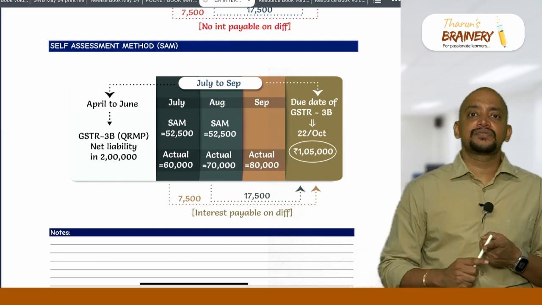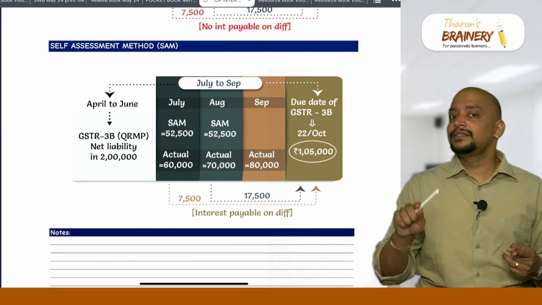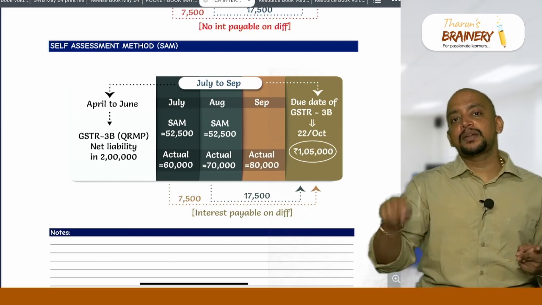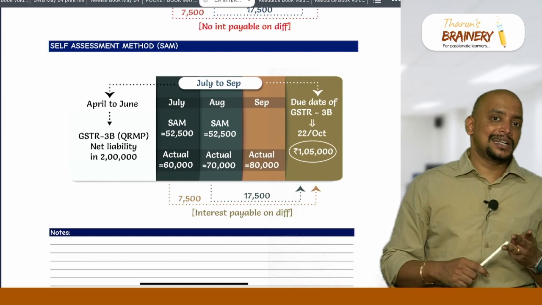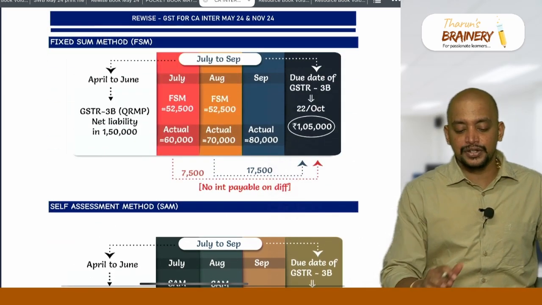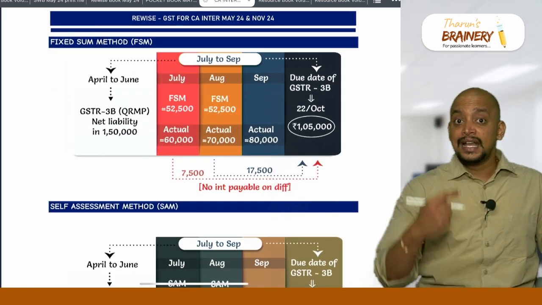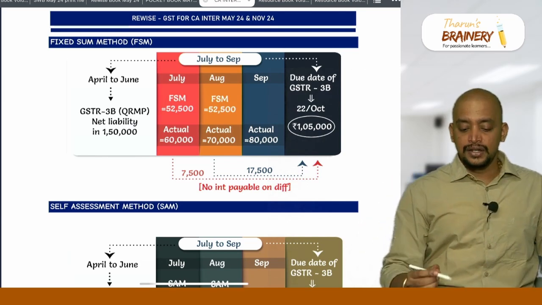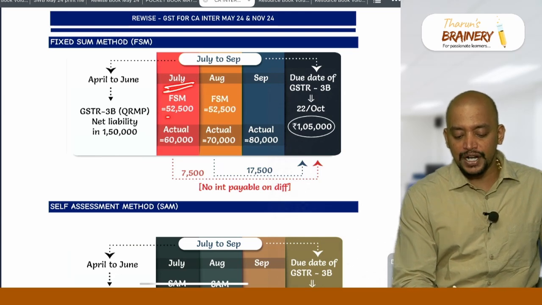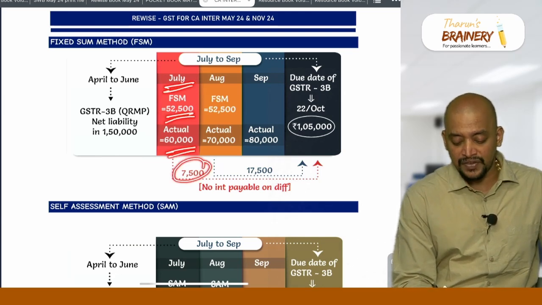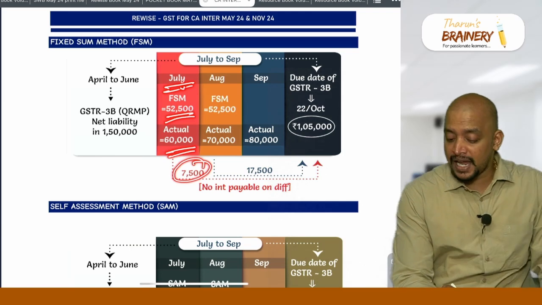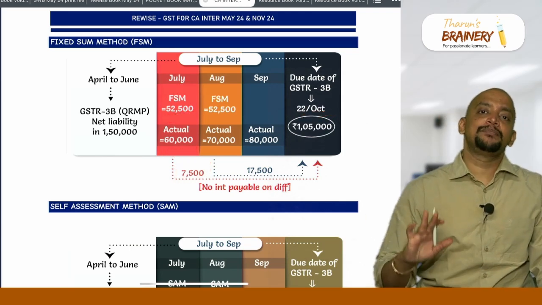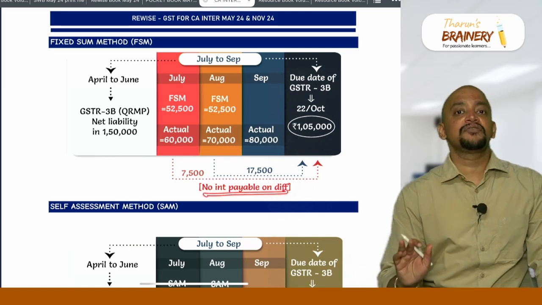The first interest is for delay in paying the monthly liability. The second interest is for delay in paying the quarterly liability, by delay in filing 3B. Now the third interest. This third interest is not applicable in case of the fixed sum method. The third interest is on the difference between the fixed sum method tax and the actual tax. For example, July to September: July you already paid 52,500 but actual is 60. The 7,500 pertains to July. But when are you going to pay? 22nd October. Correct. But you don't have to pay any interest if you pay it by 22nd October. No interest is payable on the difference.